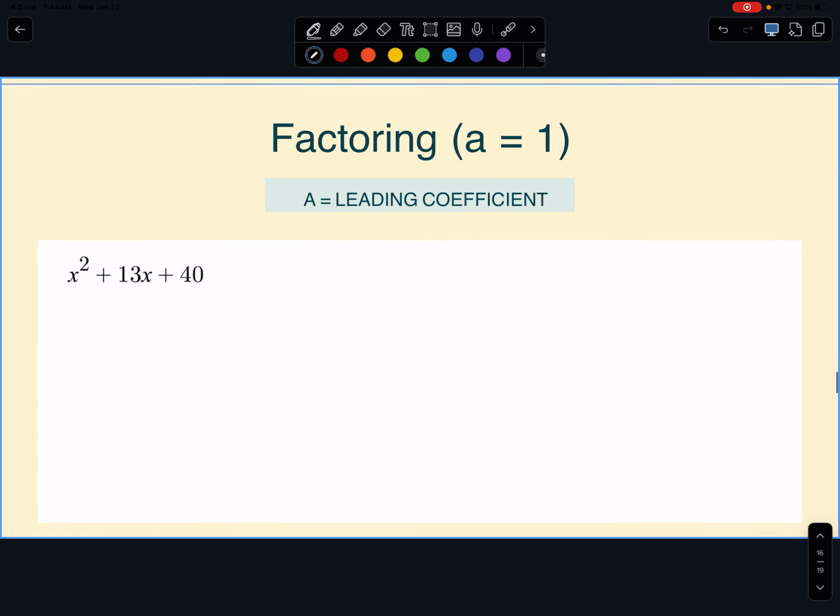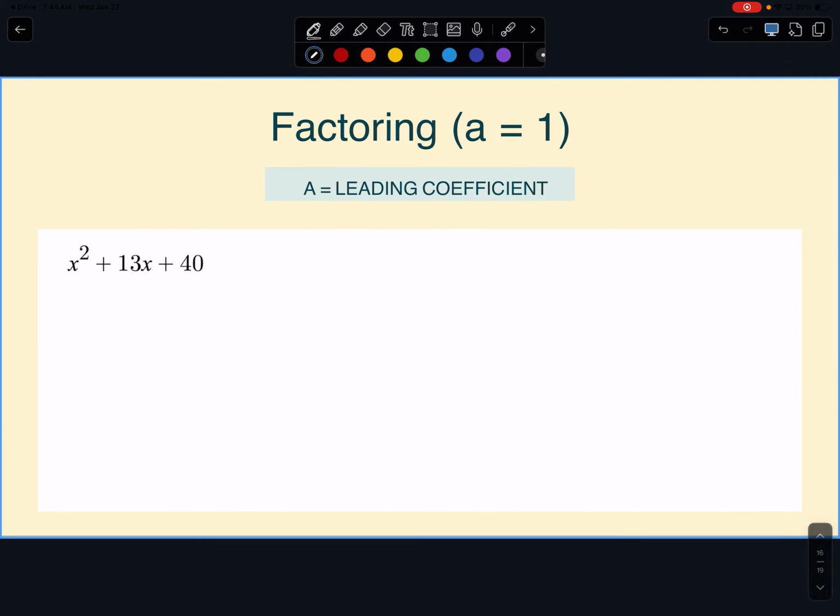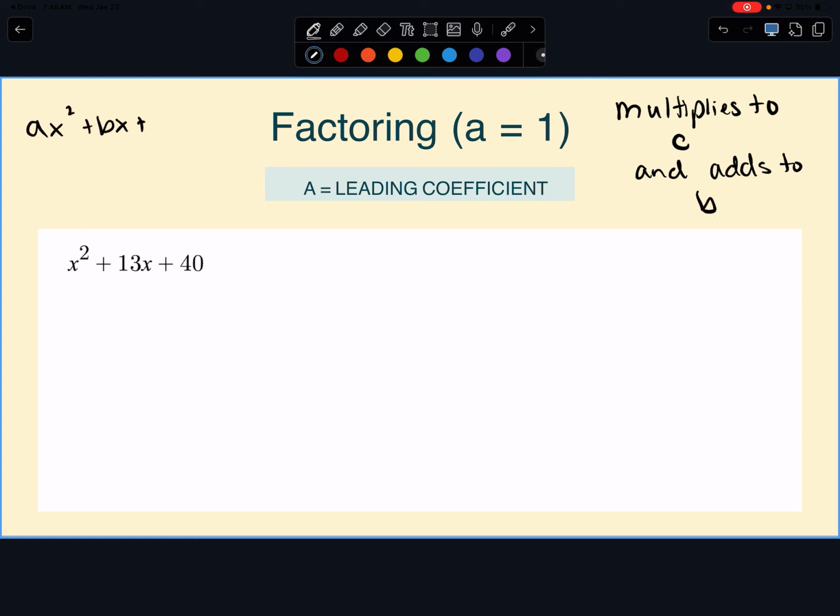This is our most familiar type of factoring, right? This is our trinomial factoring, quadratic type. When a is 1, we're really just saying what multiplies to c and adds to b, and that's referring to our ax squared plus bx plus c standard simplified form.